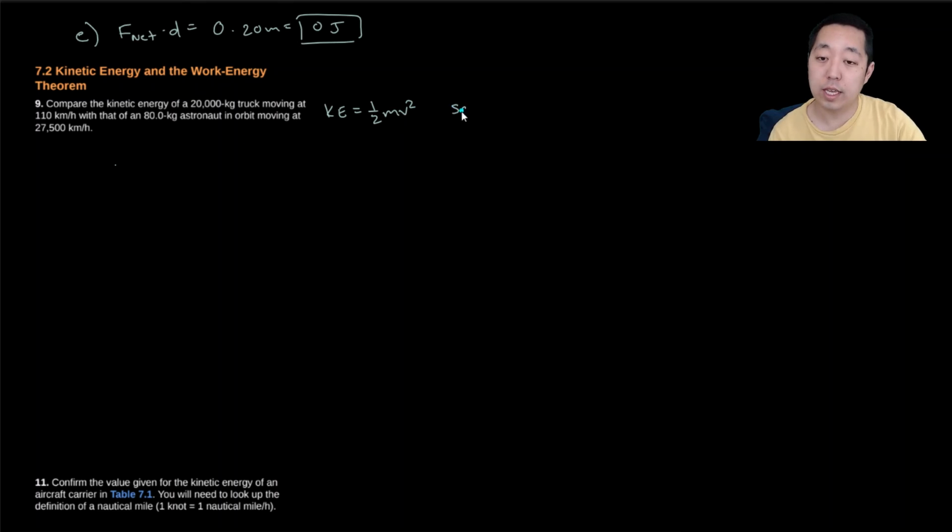Kinetic energy is a scalar. So it's not a vector, it's just a scalar quantity. We don't necessarily care about the direction the velocity vector is going, we just care about the magnitude of the velocity. So we do this kinetic energy.